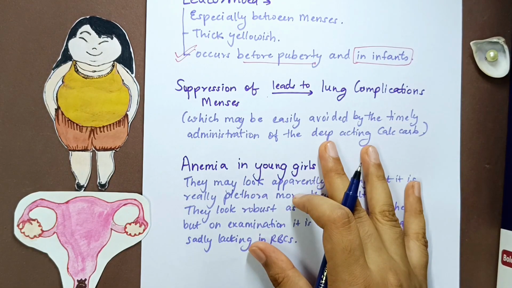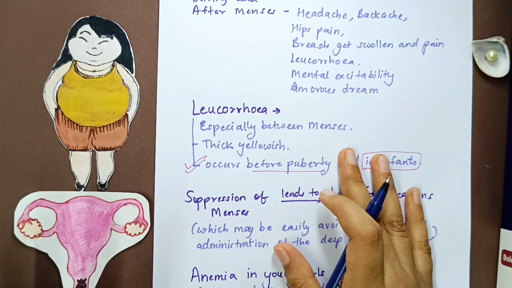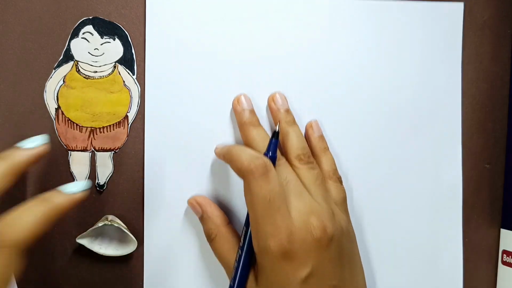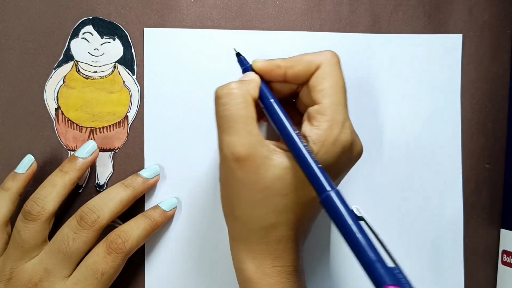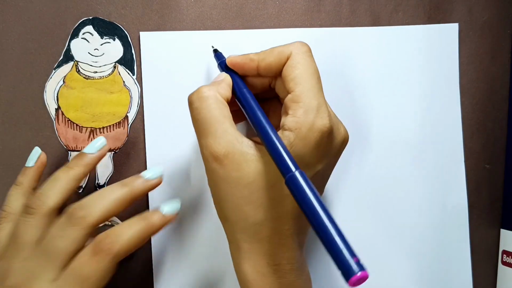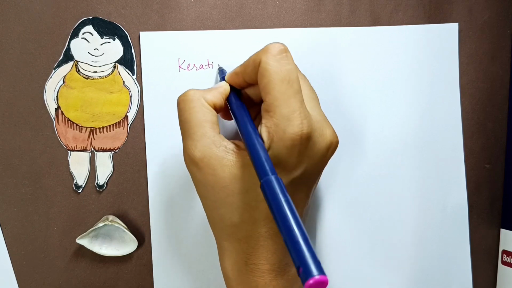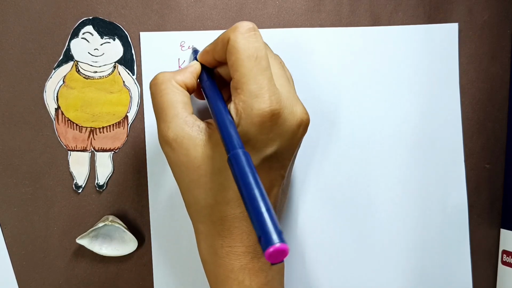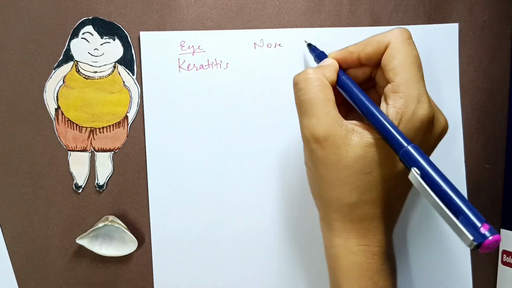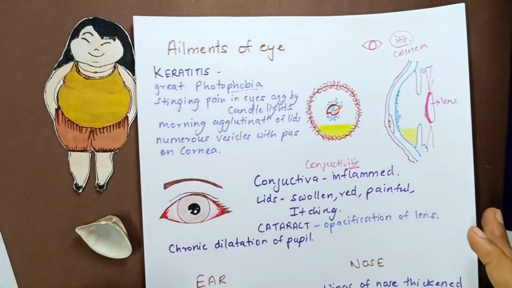Okay, so that's all for this video actually. So let's now just revise whatever we learned. When we started this video, we started by talking about the eye related symptoms, in which we talked about the keratitis, right? Eye, nose, ear actually, right?